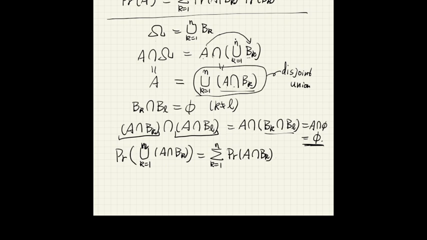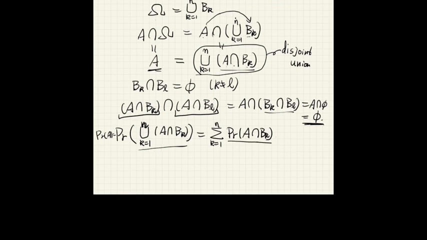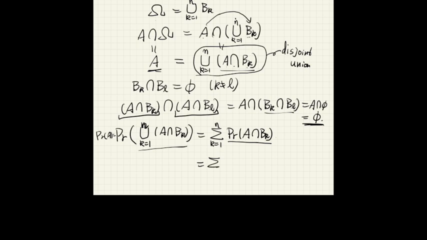But this set is equal to A, so this is equal to the probability of A. But using the definition of conditional probability, we have probability of A given Bk times probability of Bk. So that proves the theorem.